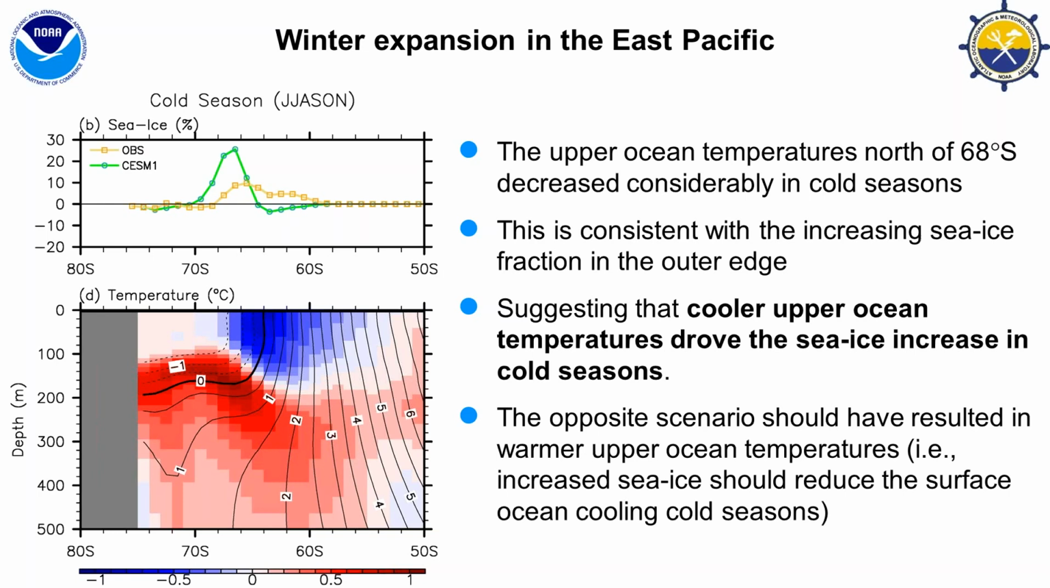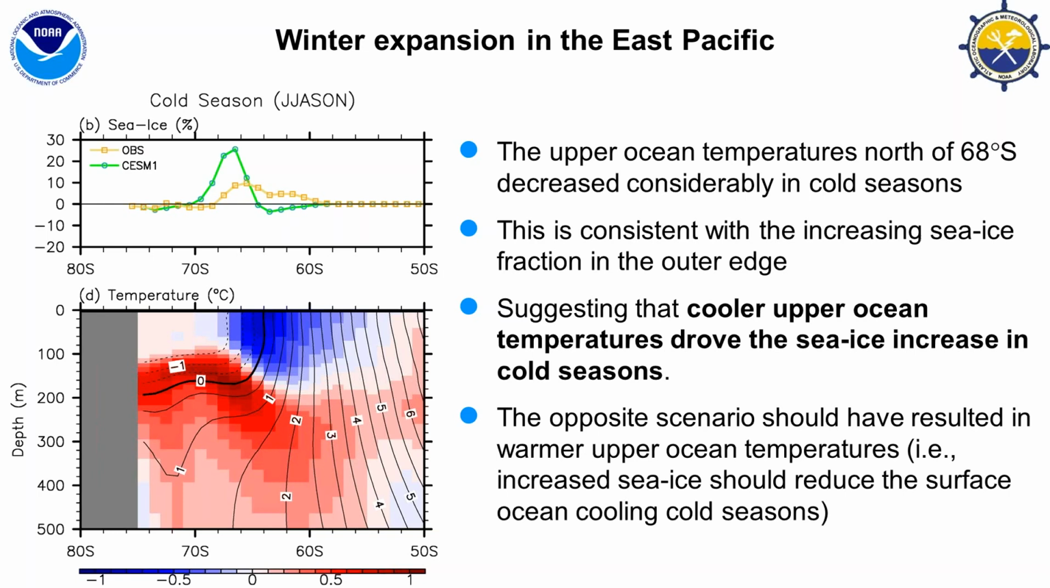Okay, so the upper temperature, let's say north of about 80 south, decreased a lot in the cold season during the last 36 years or so. And this is consistent with the increase of the ice fraction in the outer edge over here, consistent with sea ice expansion. So I think that suggests the cooling was what actually drove this sea ice increase in the cold season.